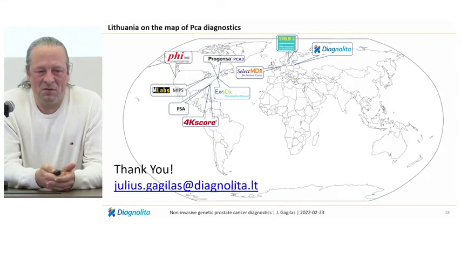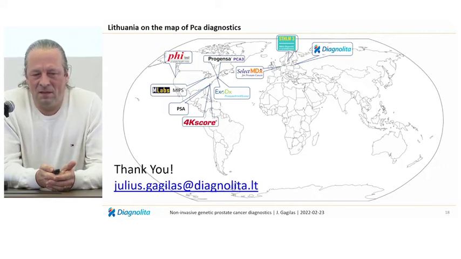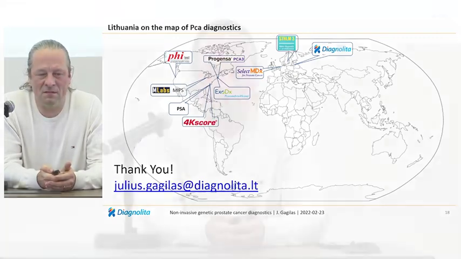And I would like to finish with this map of prostate cancer diagnostics. As you can see, most prostate cancer tests are being developed in the United States, and we are happy that we have one also in Lithuania. And I know that smart scientists are working at Vilnius University and the National Cancer Institute, and I hope that we will have new tests available on this map. So thank you for your attention.